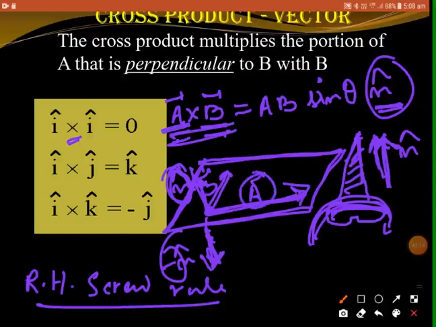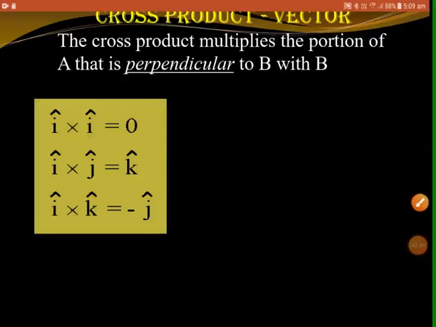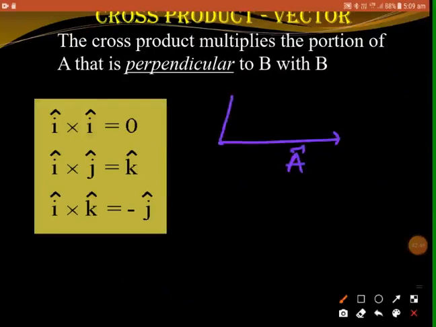That means your four fingers will be here like this, parallel to the first vector. And you curl your four fingers toward the second vector. Then the direction of your thumb will give you the direction of this a cross b vector. Can you get my point? Suppose you have two vectors like this, a vector and another vector b vector here, and the smaller angle between them is theta. So you try to stretch your right hand.